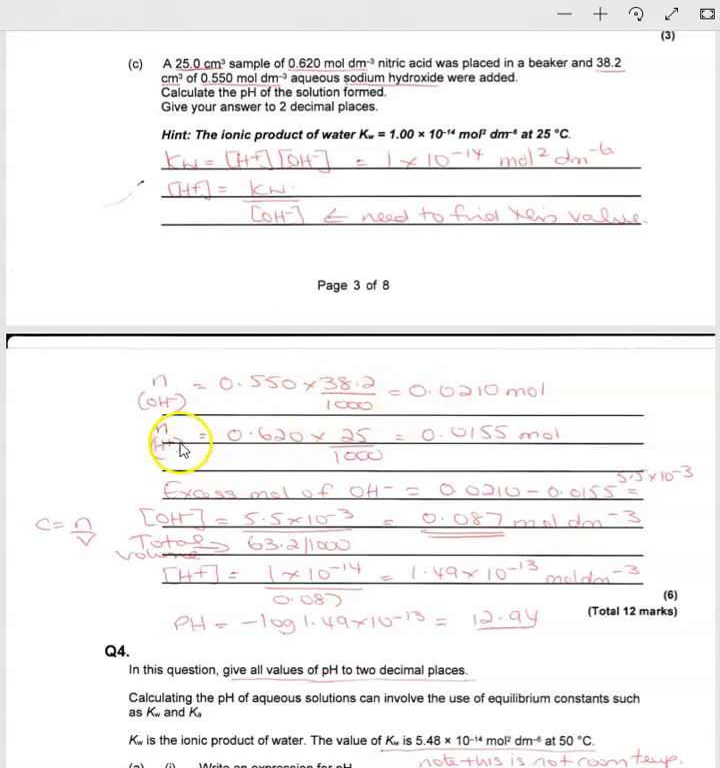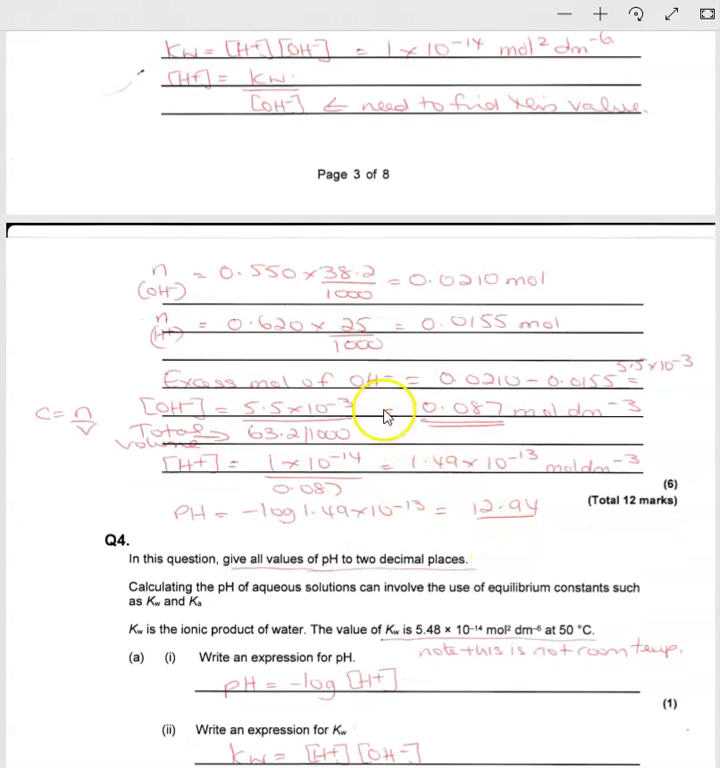We do exactly the same for H+, and we work out the moles. Now we have to work out what our excess of OH minus is. So, we've got these 2 moles, so the larger number take away the smaller number tells us the excess moles of OH minus, and now we need to convert that to concentration of OH minus.